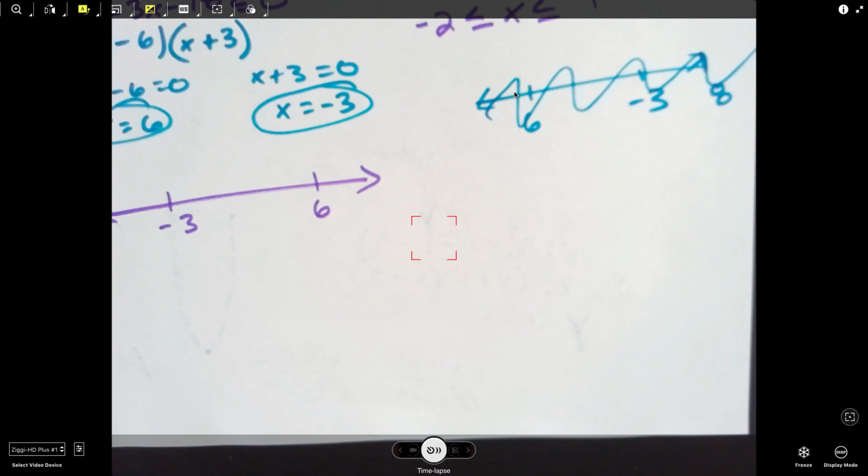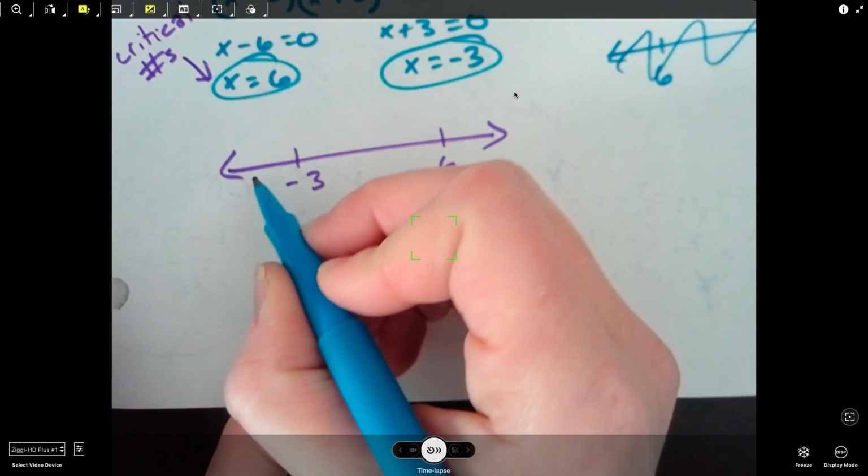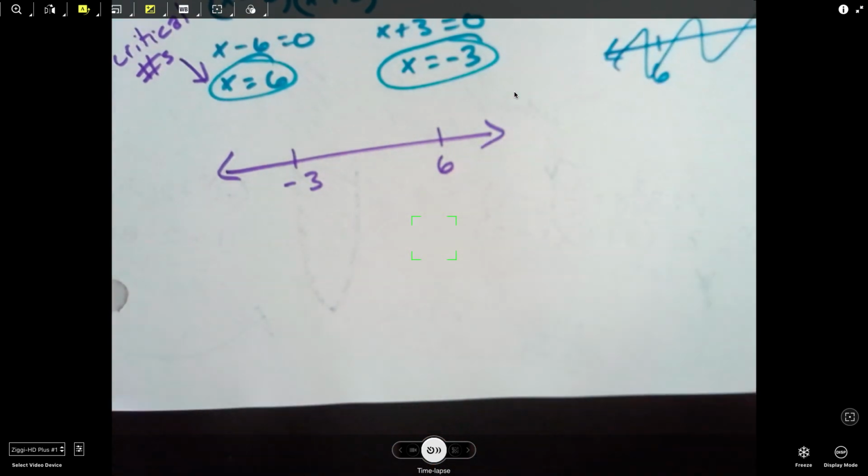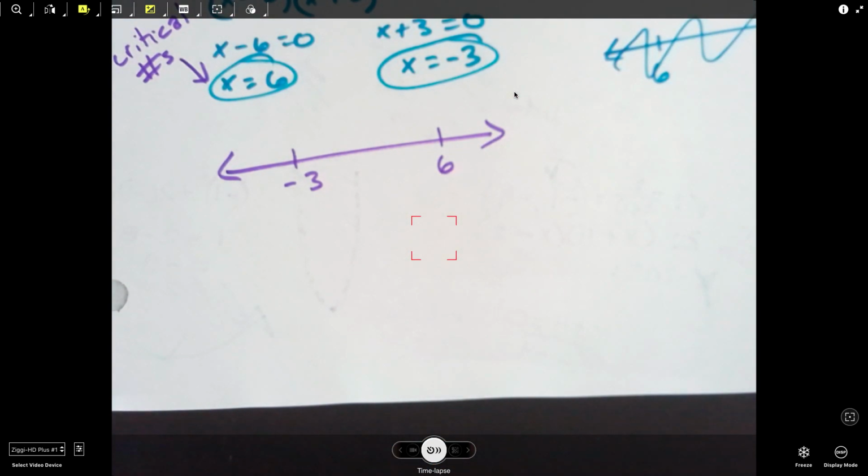Now, once you get your critical numbers, very last step, we want to test a point to figure out if this region is the answer, if the middle region is the answer, or the right region is the answer. We want to figure out which one works. So it's either going to be the middle region or the 2 outside regions. So we're going to test the very easiest point you can plug in. 0. Always plug in 0.